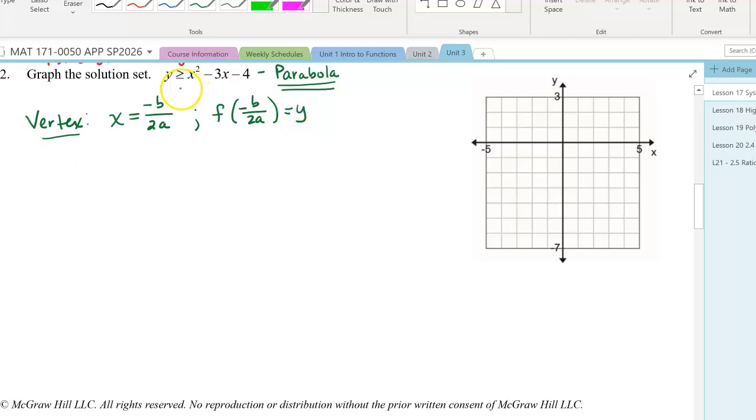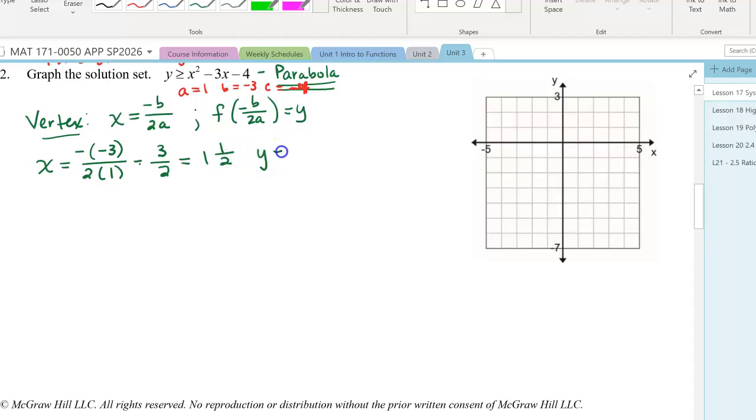So in this case, a is equal to 1, b is equal to negative 3, and c is equal to negative 4. That's going to give me x is equal to negative b, which is negative 3, over 2 times a, which is 1. Well, the opposite of negative 3 is 3, and 2 times 1 is 2. So the x-coordinate is 3/2, or 1 1/2.